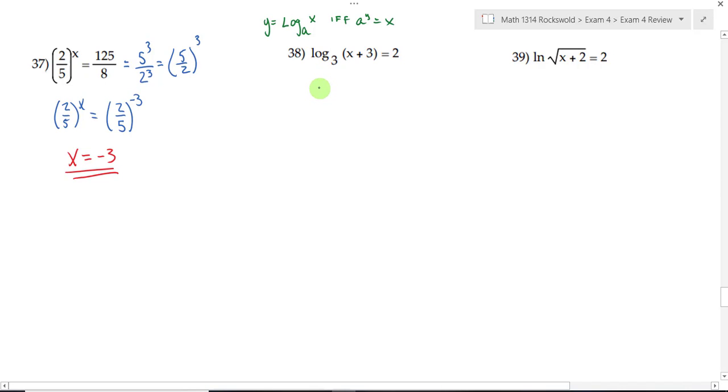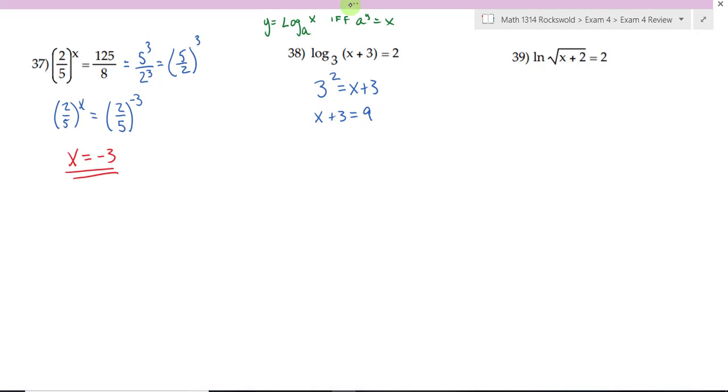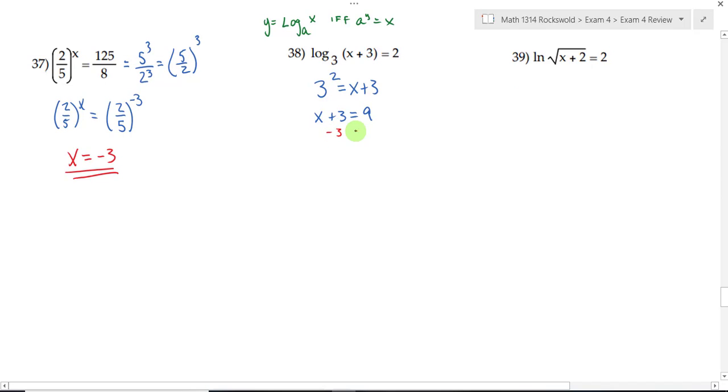So what will be the base of my exponent? What is my exponent? Equals x plus 3. So we have x plus 3 is equal to 9 because 3 squared is 9. And then we subtract 3 from both sides, and that gives us x equals 6 for our final answer.